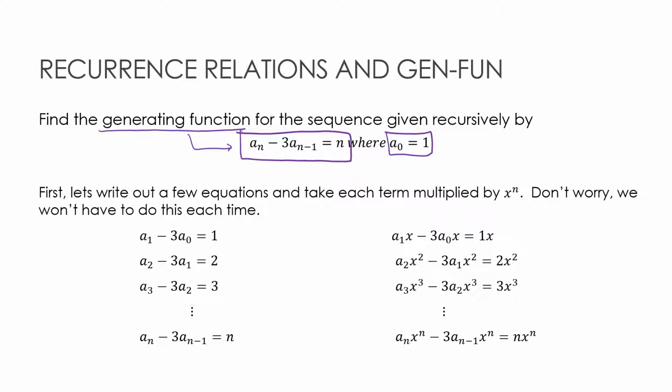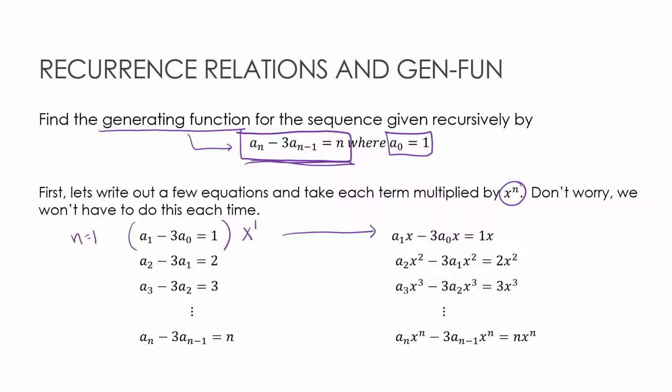What we're going to do, just to make sure we understand where all this is coming from, is write out the first few equations given by this function. So for instance, if n were 1, then I would say a sub 1 minus 3 times a sub 0 equals 1. And then I'm just going to take each one times x to the n. So essentially I take this times x to the first, and this is the resulting equation.